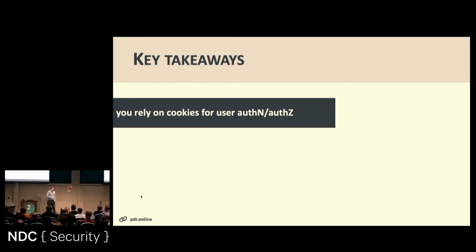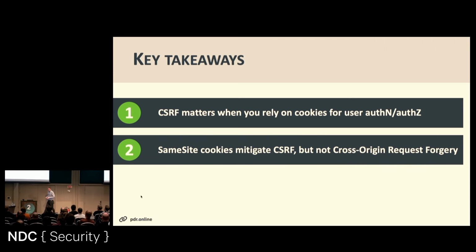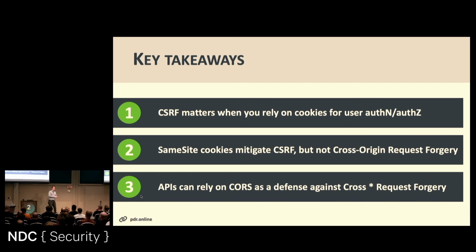All right, key takeaways. First of all, CSRF matters when you rely on cookies for tracking authentication state. That's takeaway number 1. Takeaway number 2, same-site cookies mitigate CSRF, but it has evolved into a cross-origin based attack that is same-site. Like subdomain takeovers leading to CSRF is, well, CORF is a real problem. And then third, if you're building API-based applications, which most of us, I'm guessing, are doing, then you can rely on CORS as a defense against cross-origin request forgery. My slide was too small to put the full words on there, but cross-origin, cross-site, it works against both, and it's a really good defense.